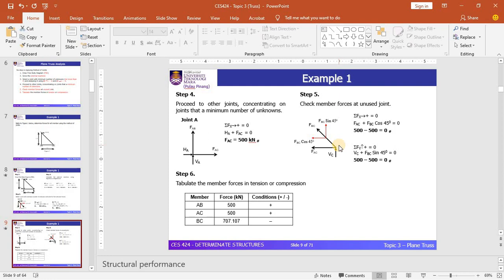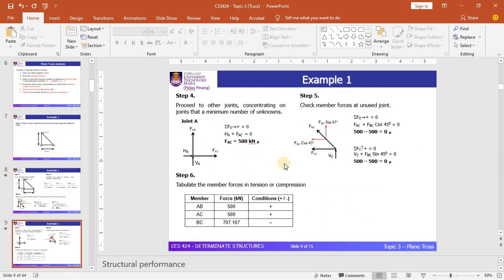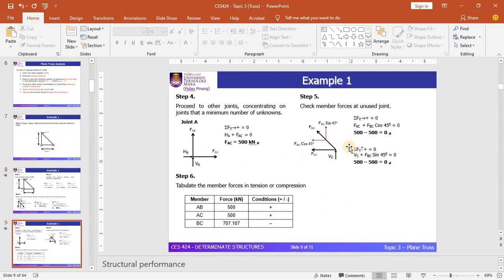So basically, at the last joint, we will check the equilibrium of the system. By choosing joint C, we will check the equilibrium of the system in the vertical and horizontal directions. We need to ensure that the system is in equilibrium. That means that the summation of force must be equal to 0 in both directions, so as to justify the equilibrium of the system.